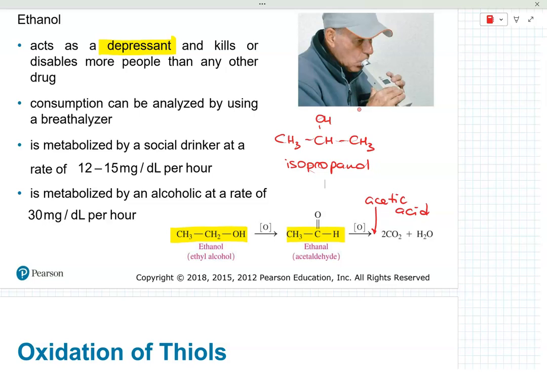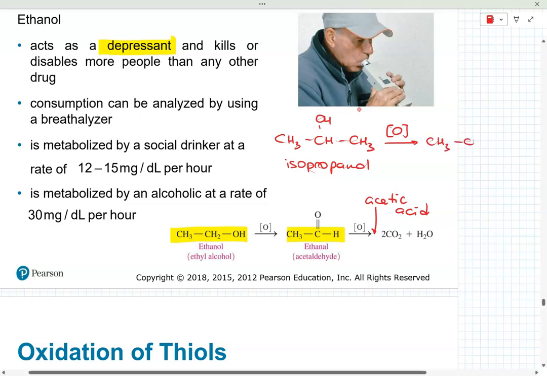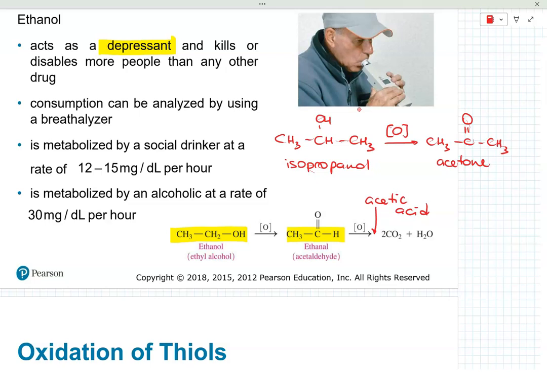So isopropanol, is that a primary or a secondary alcohol? Secondary. Secondary alcohols, what are they oxidized to? You can look at your notes. Ketones. Okay? This is acetone. So, if somebody decides to drink isopropyl rubbing alcohol, it will be oxidized by liver to an acetone.